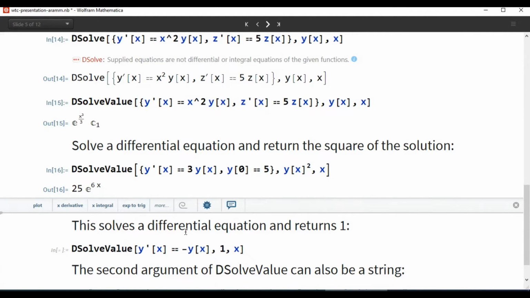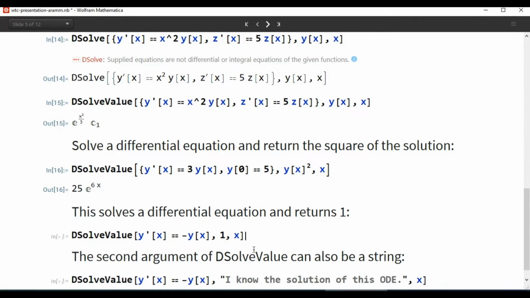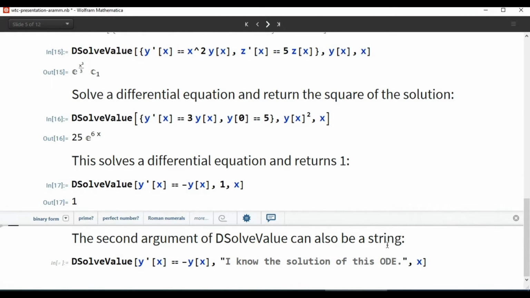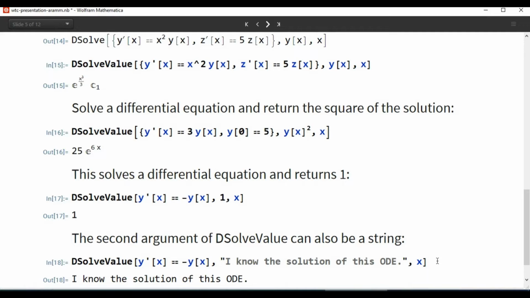And the second argument of DSolveValue can also be, for example, a number, which is demonstrated in the following example. We can ask DSolveValue to solve a differential equation and return 1 instead of the solution. And of course, this makes no sense, but it also will work. And finally, the second argument of DSolveValue can also be a string. For example, I can ask DSolveValue to solve a differential equation, and instead of the solution, return a text. I know the solution of this ODE, and this also will work. And this flexibility of DSolveValue happens because inside DSolveValue we have a special algorithm which determines the dependent variables from the equations by itself. And this flexibility makes it easier for us to implement some new objects or new features inside DSolveValue without breaking any DSolve rules.